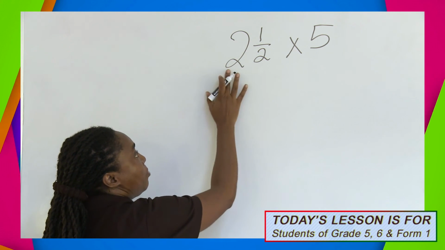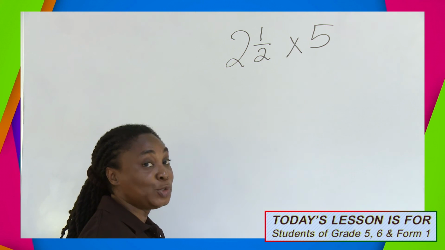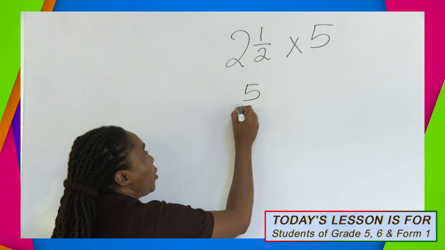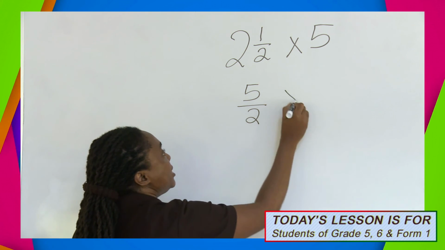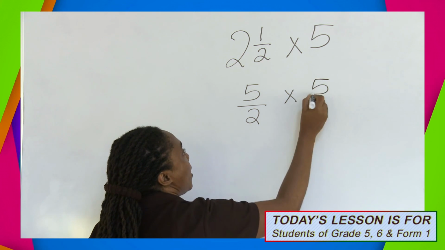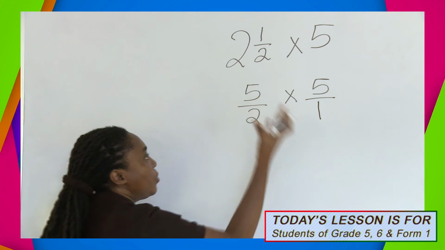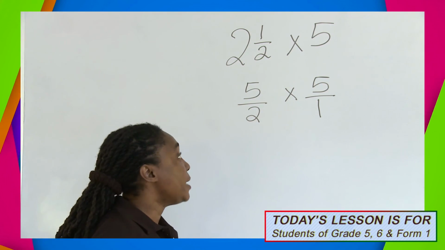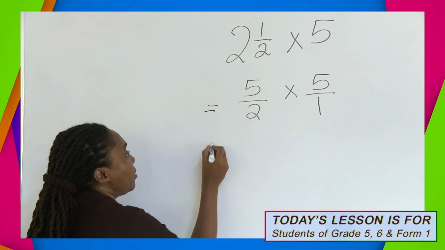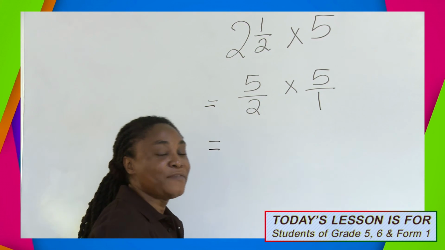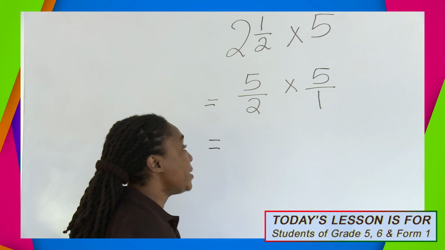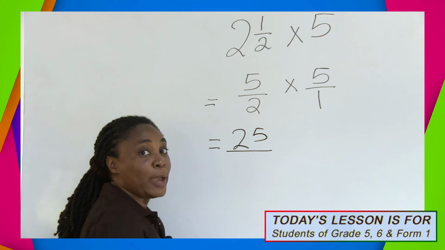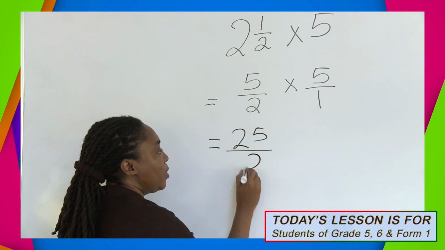So denominator multiplied by whole number will give me 2. Add my numerator, I will have 5 over 2, and I'll multiply by 5. I'll put my 5 over 1, so it has the fraction look. All right, so let's work that together. 5 multiplied by 5 will give you what? 25, correct? And 2 multiplied by 1 will give you 2.